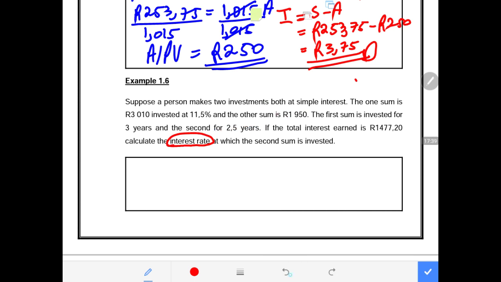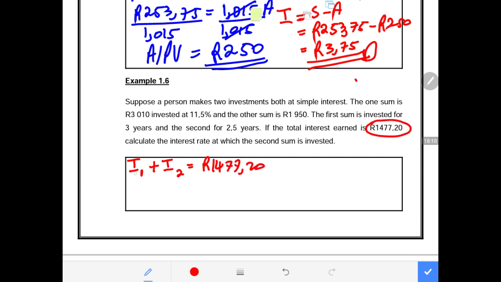Now, it is very important to know how to get to what you are given. So now that means we are given the interest that was earned for both of the investments. Remember, the interest in this case, it is the interest on investment number 1 plus the interest on investment number 2 is equal to 1,477 rand 20 cents. This is what this means.